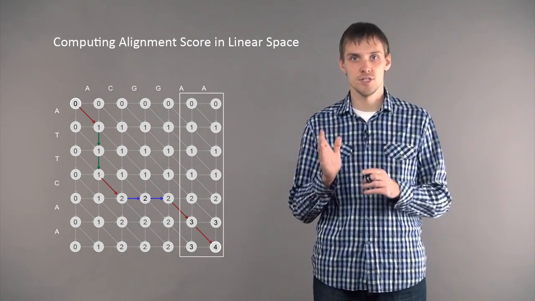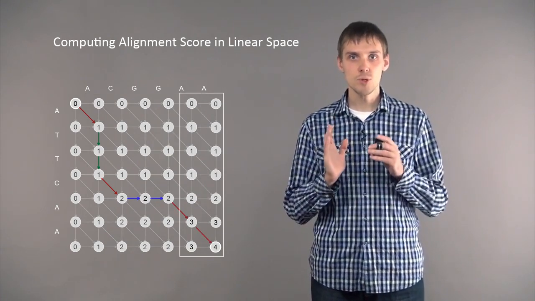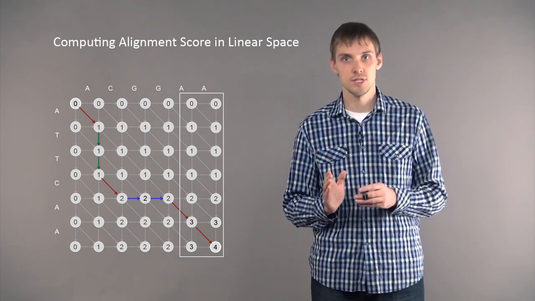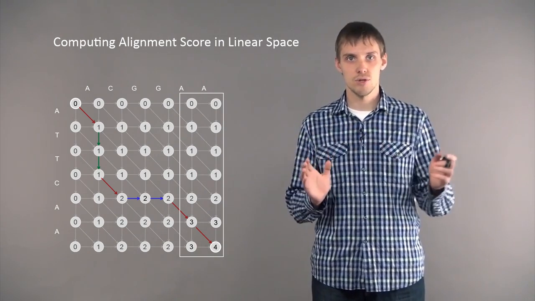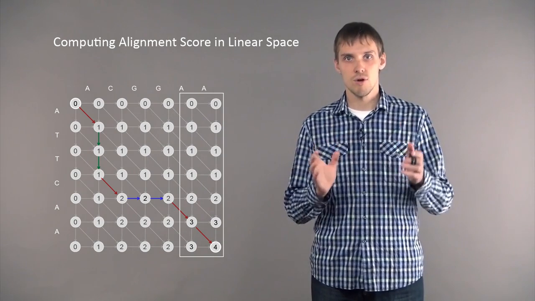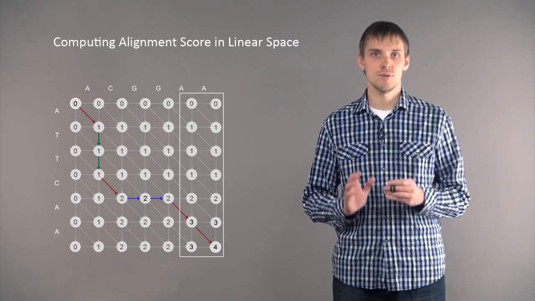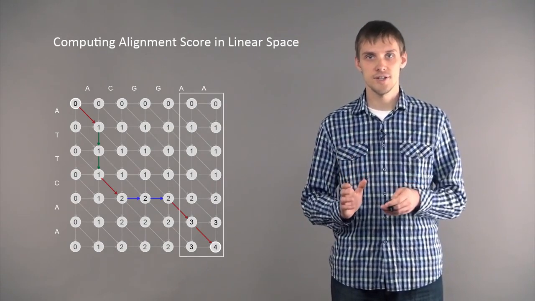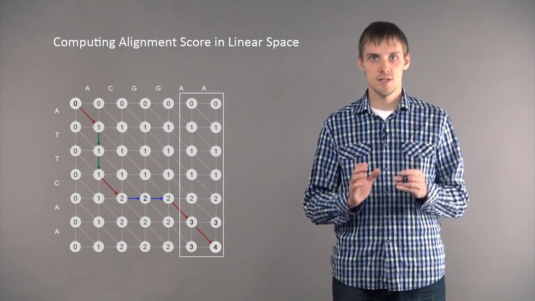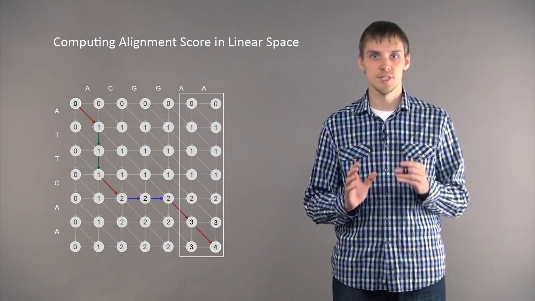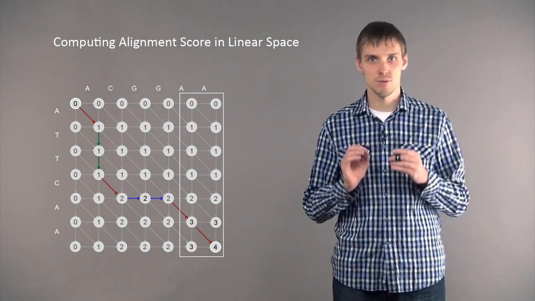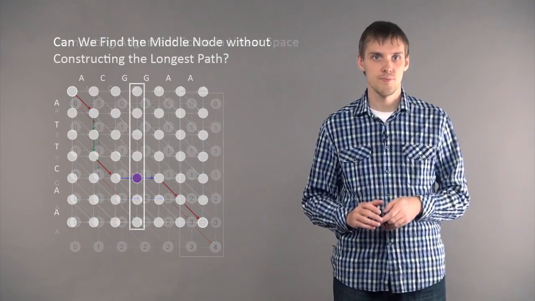At each moment of this algorithm we need to store only two columns, and we don't need to store all scores of all nodes in our Manhattan grid. Now we know how to find the alignment score in linear space, but we want to find the whole alignment in linear space. Let's go back to our middle column and middle node.